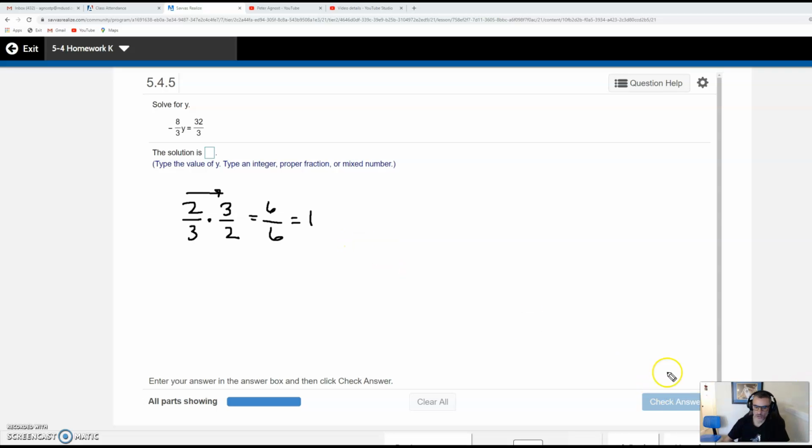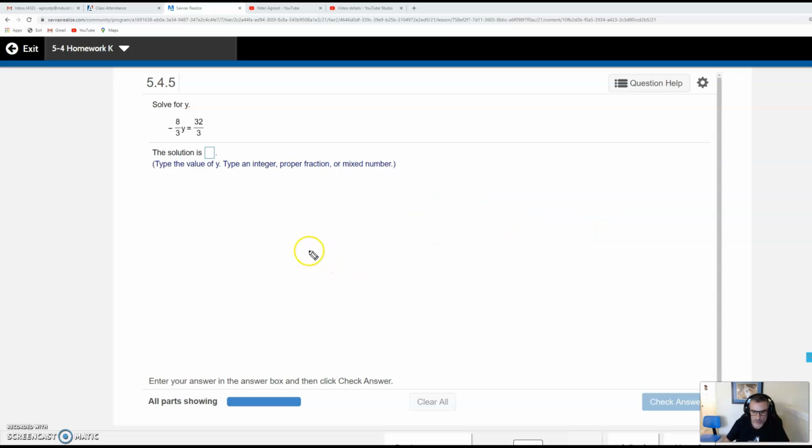Let me use a goofier looking one. Maybe I have -4/3. Okay, if I'm going to multiply this by its reciprocal, -4/3 times -3/4. All right, we know that a negative times a negative is a positive. 4 times 3 is 12, and 3 times 4 is 12. 12/12 is equal to 1. So that is one of the interesting properties of reciprocals, that when you multiply a number times its reciprocal, you always get 1. So we're going to use that to help us solve an equation.